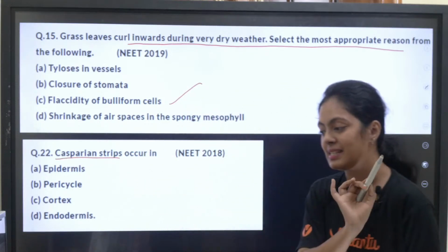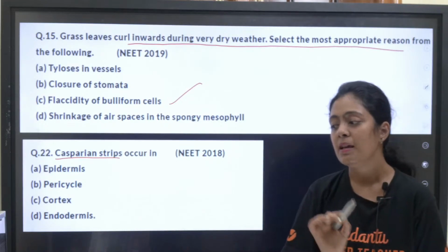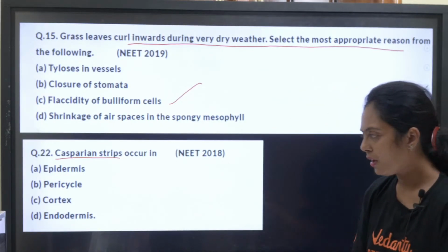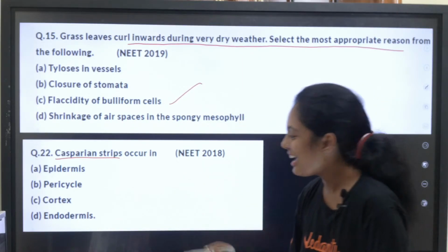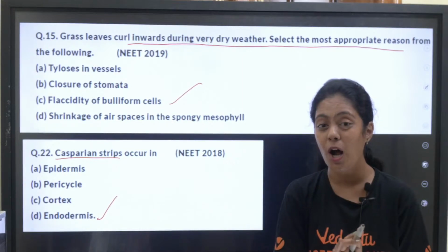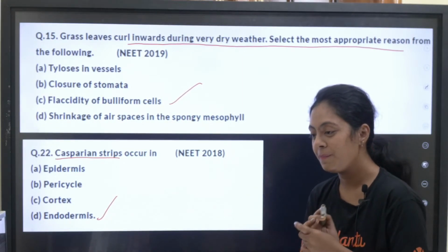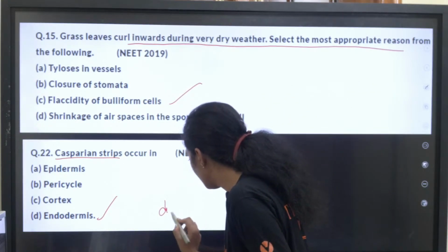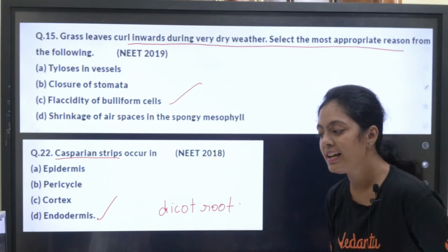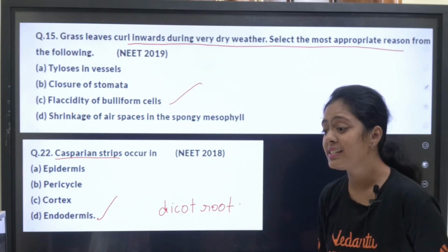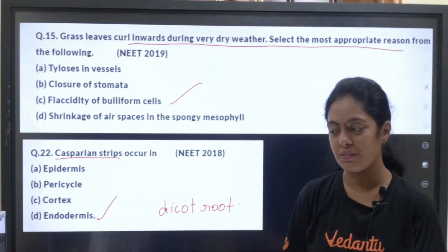Next, it's very easy. Casparian strip is present in epidermis, pericycle, cortex, endodermis. Where do you see the Casparian strip? Endodermis, I already said the answer. Yes, it is endodermis. Very good. Endodermis of what? Is it root or stem? Monocot or dicot root? It is present in dicot root. Okay, understood, friends? 2018 question. Yes, dicot root has the Casparian strip. Your monocot root has a starch sheath.